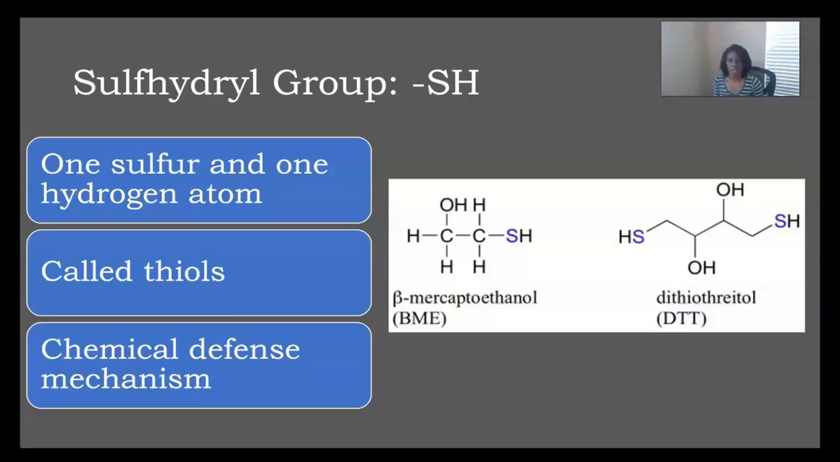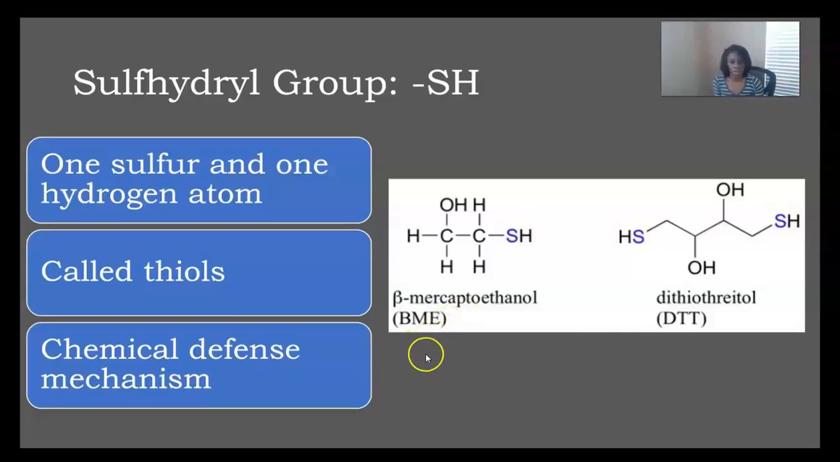Next is the sulfhydryl group. Now this consists of one sulfur atom and one hydrogen atom, and it's typically written as SH. Now compounds that have this sulfhydryl group attached to them are called thiols. And again, that's probably not what you were expecting. That TH comes from theon or thion, which is the Greek word for sulfur. And then the ol is kind of like the OL that we saw with alcohols, which remember are OH. So this is SH, so we get thiol.